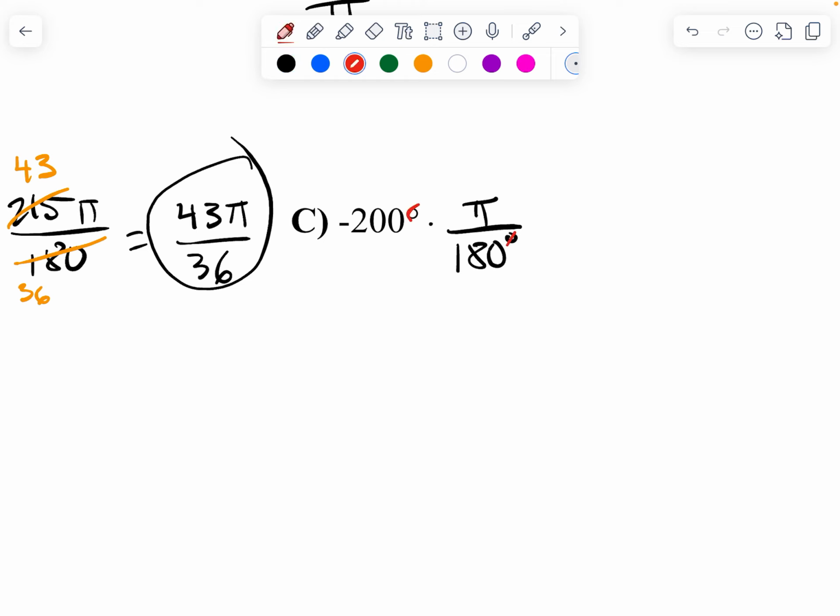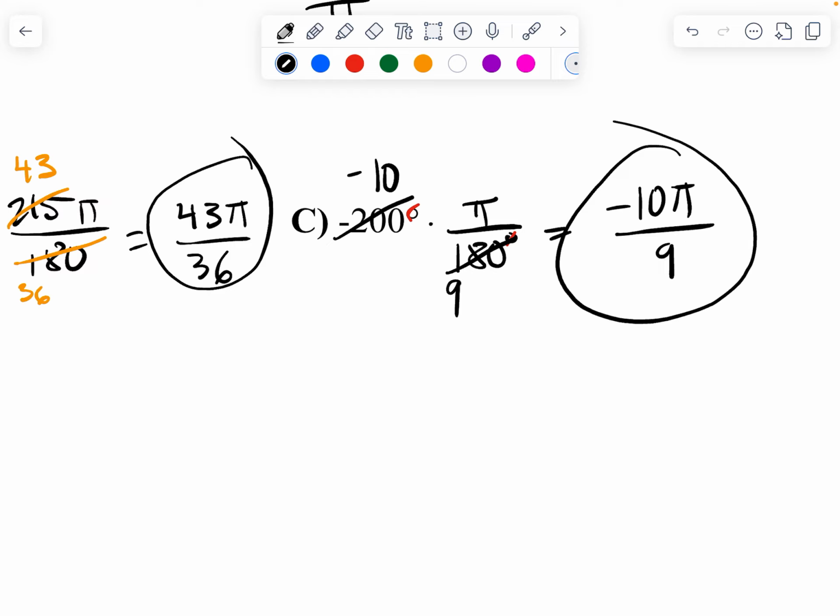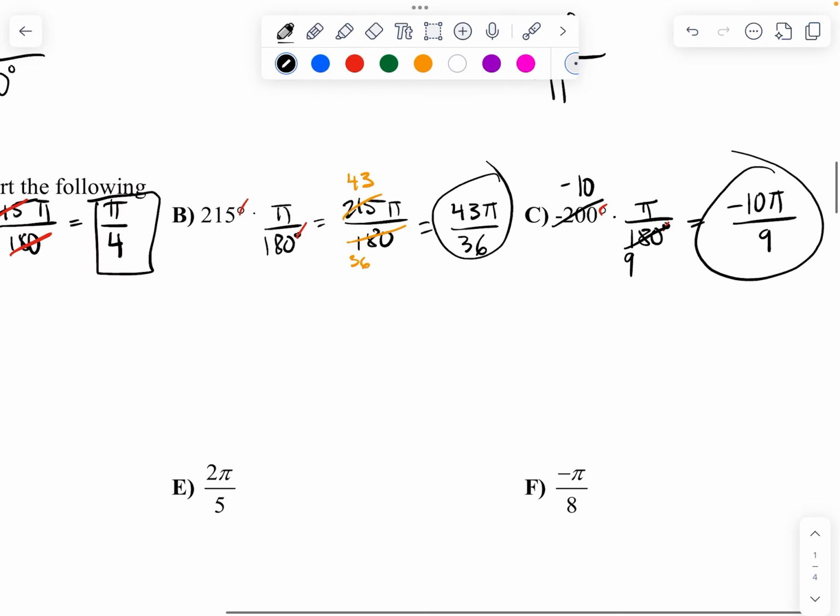Degree symbols cancel. Common number is a 20 on this one. 20 goes into 200 10 times and into 180 9 times. The negative is just negative, so it's just negative 10 pi ninths, done, right? Degrees into radians, not hard.